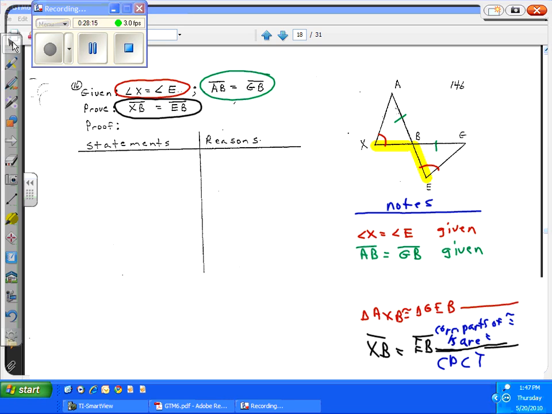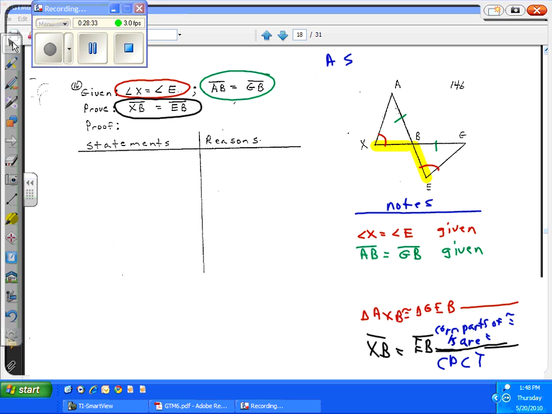But I need a reason to say they're congruent. So no longer are we trying to find a reason to say XB is equal to EB. We've got a reason for that: CPCT, corresponding parts of congruent triangles are equal. We're trying to now find a reason to prove they're congruent. Now, so we're going to look at what we're given. We have an angle and a side.